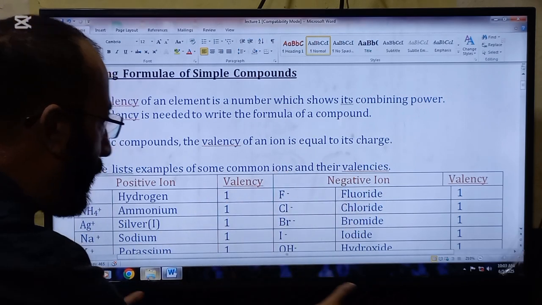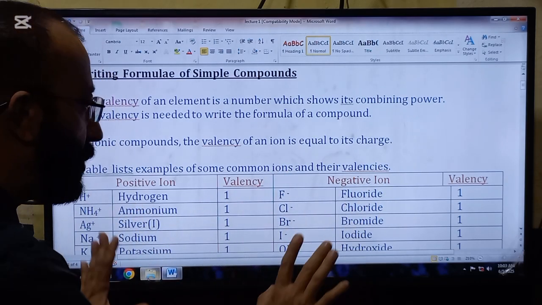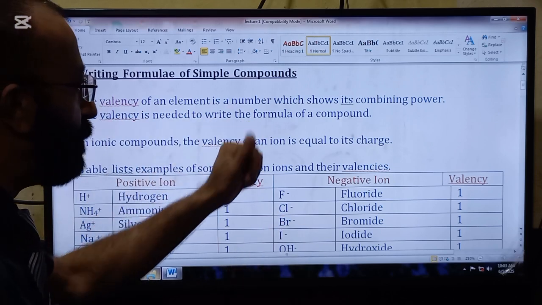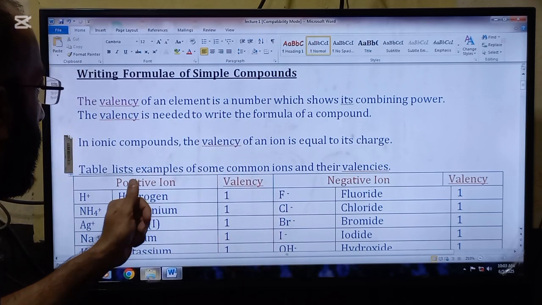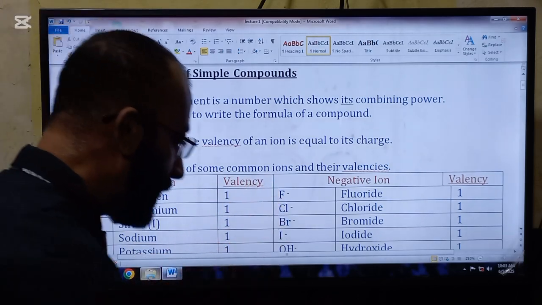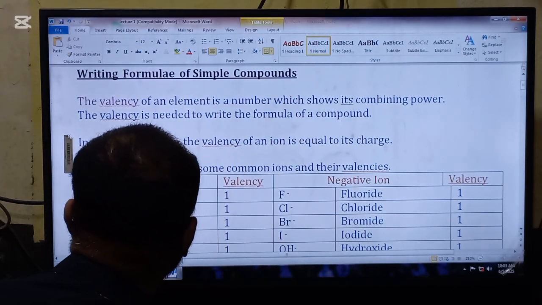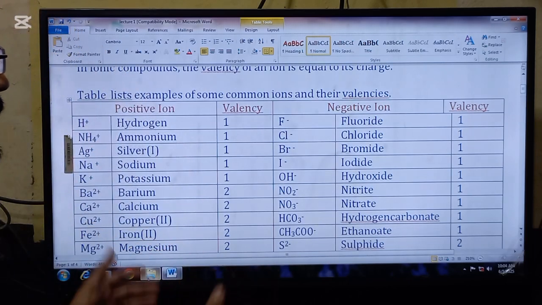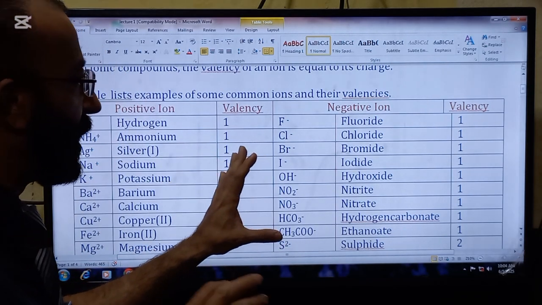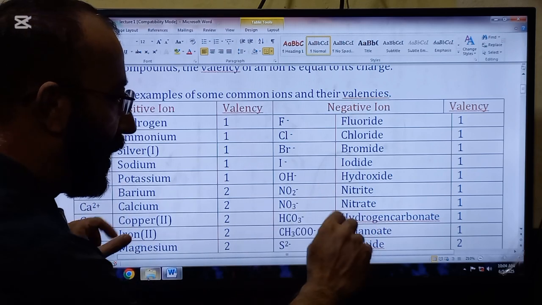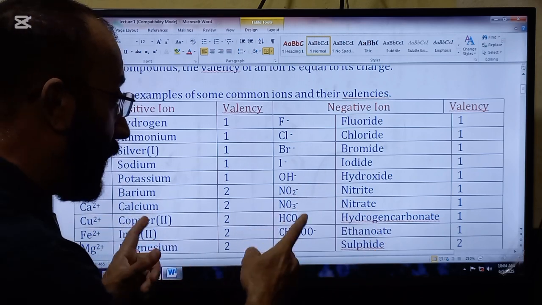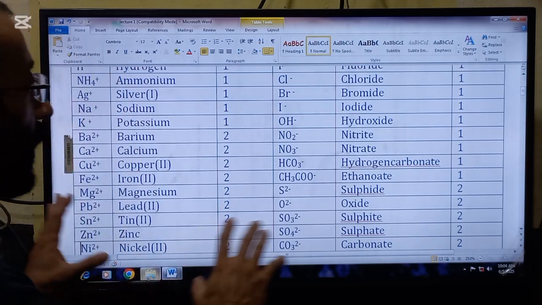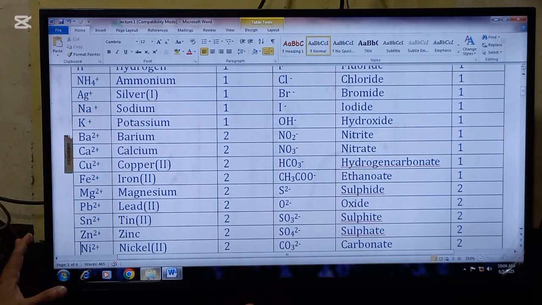This is an important table which you people have to learn. It is very important for writing the formula of the simple compounds. The table lists examples of some common ions and their valencies. You are required to write the table in your notes and learn them, because these are very necessary for writing the formula of the simple compounds.